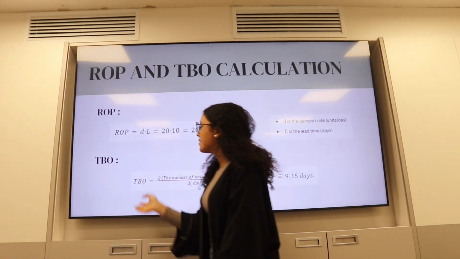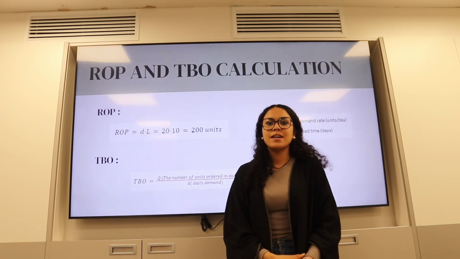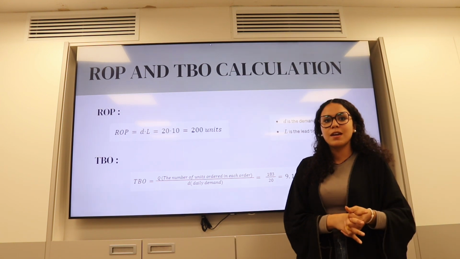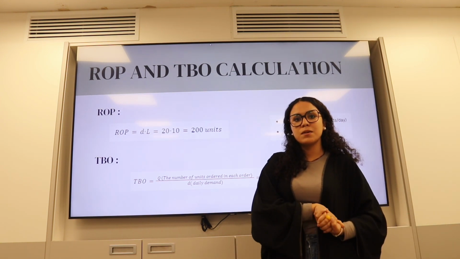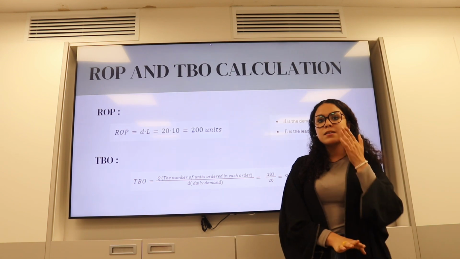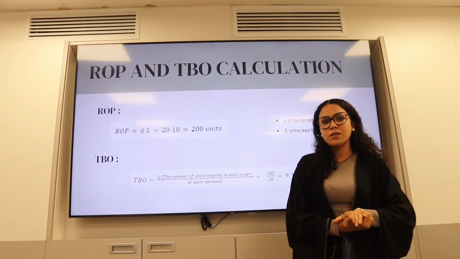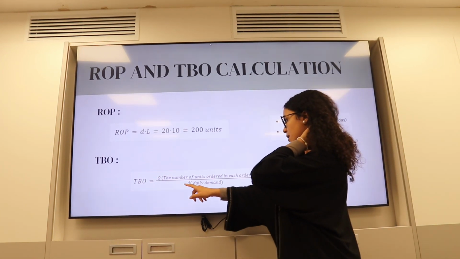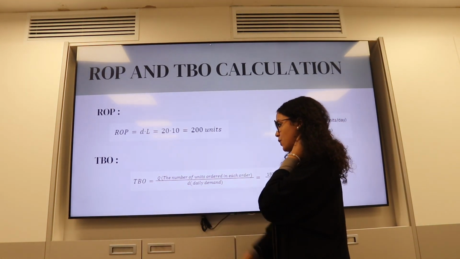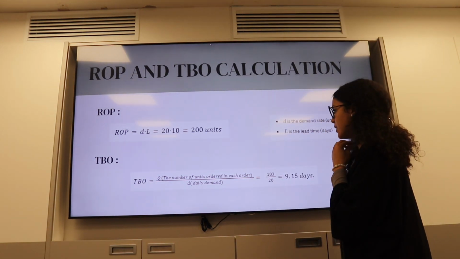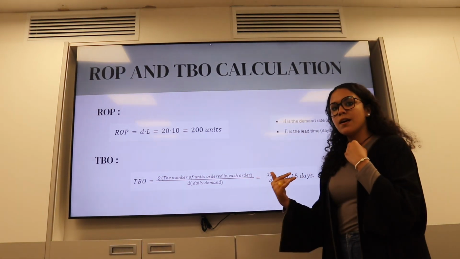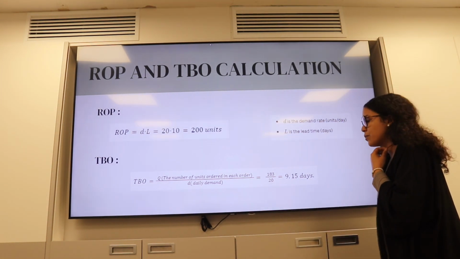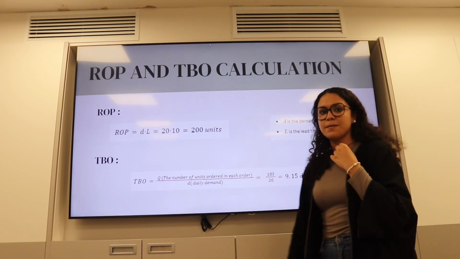Okay, the time between orders is the duration between placing successive orders for inventory. It helps determine the frequency of orders based on demand and the economic order quantity. To calculate it, we have to divide Q, the number of units ordered in each order, by D, the daily demand, and the result is 9.15 days.